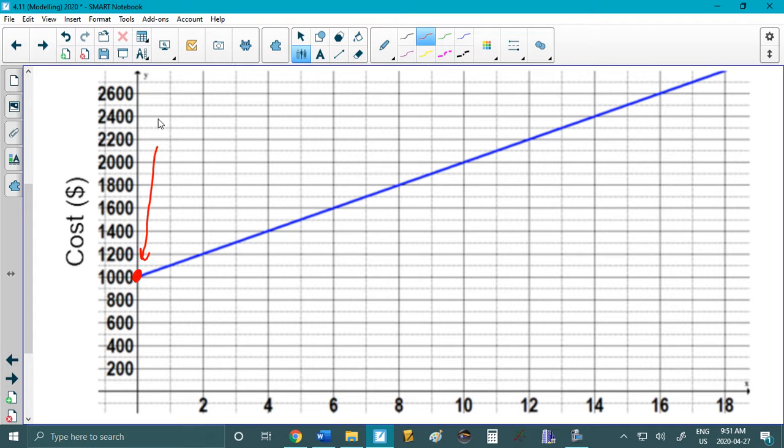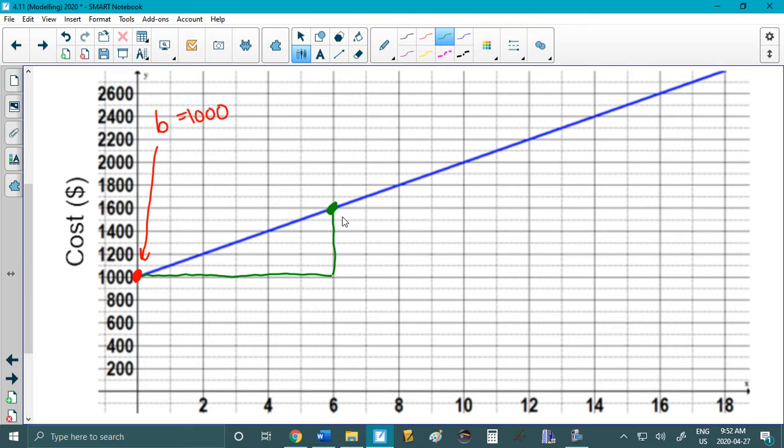So the initial value is b. In this case, b equals $1,000. And now we need the rate of change. So we always use that point if we have it. I'm just going to pick one more point. And you might be thinking, well, there were a lot of points you missed. And that's true, but I want to show you something that works no matter what points you pick.